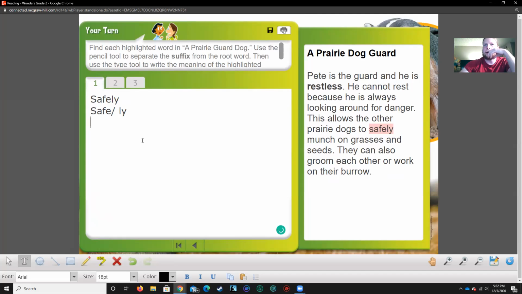So remember, ly means in a way. In a way. While safe just can mean safe. So safely means safe in a way.